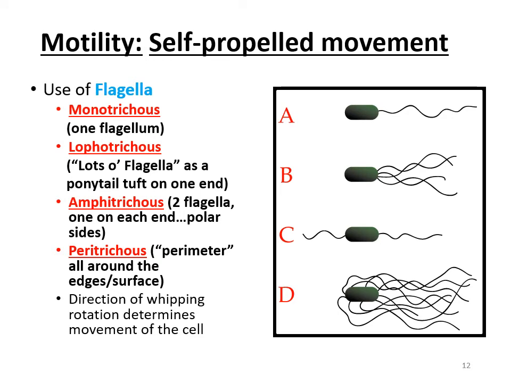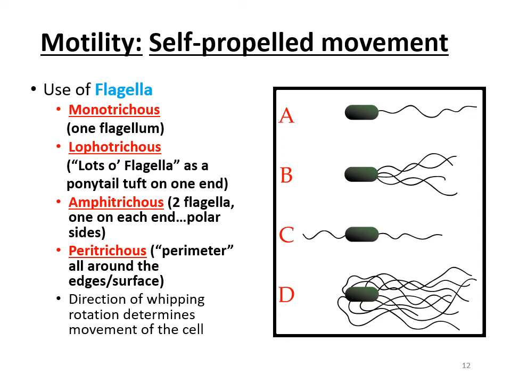Now, with some of those structures that we just mentioned, a lot of bacteria are able to gain the ability known as motility, which means that they can move on their own. They can propel themselves in the direction that they need to go. There are three main forms of motility. There's the use of flagella, the use of axial filaments, and gliding motility. So first we're going to look at flagella.